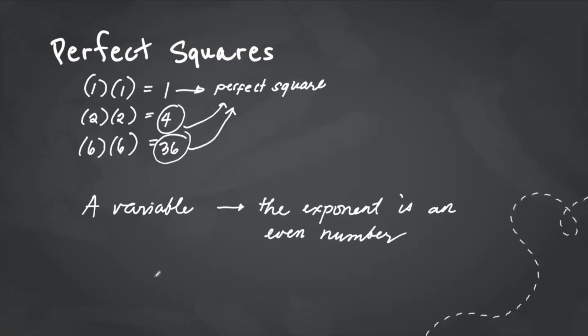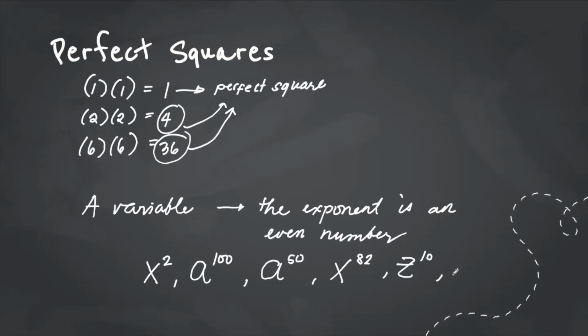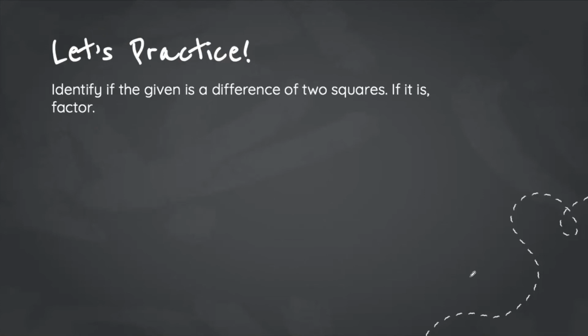So examples of variables that are perfect squares are x squared, or a to the power of 100, or a to the power of 50, or x to the power of 82, or z to the power of 10, and so on. Identify if the given is a difference of two squares. If it is, we factor. Let's identify first for number 1, x squared minus 36.